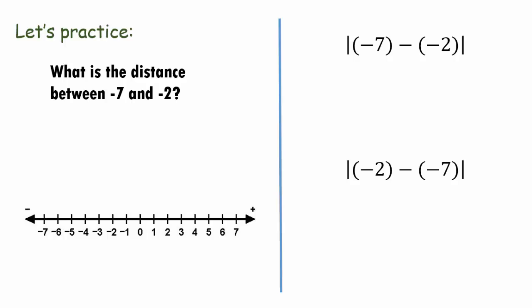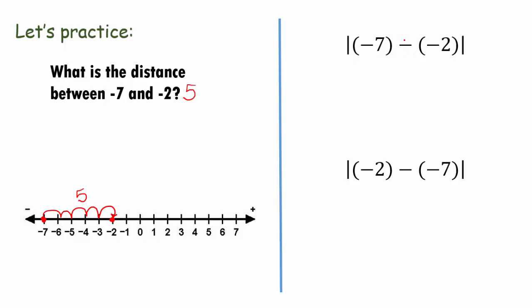Okay, hopefully you paused the video. So we want to know the distance between -7 and -2 on the number line. Well, what's the distance between those? 1, 2, 3, 4, 5. There's 5 units between -7 and -2 on the number line. Now let's hope when we find the absolute value of their difference, we come up with the same answer.